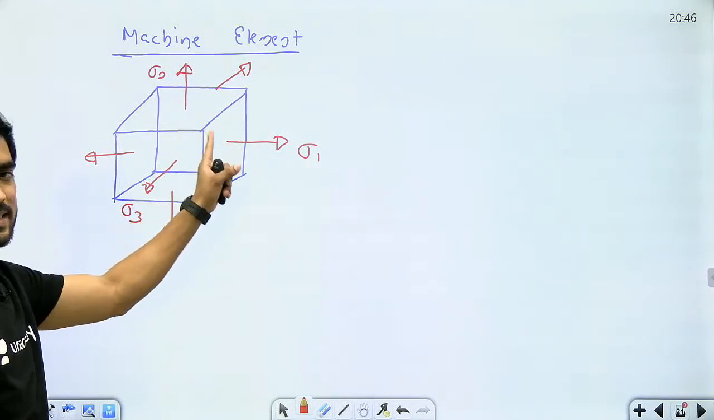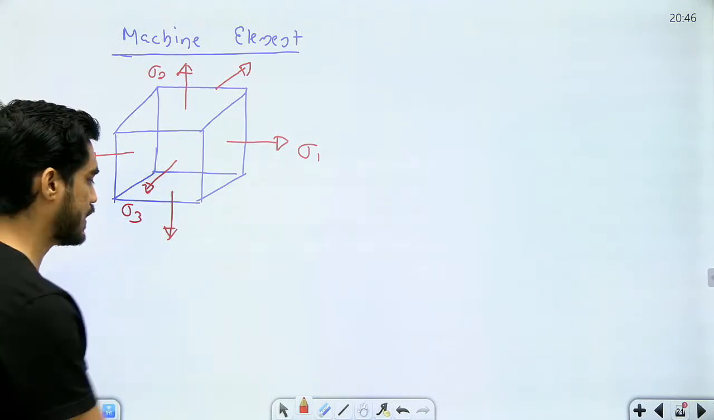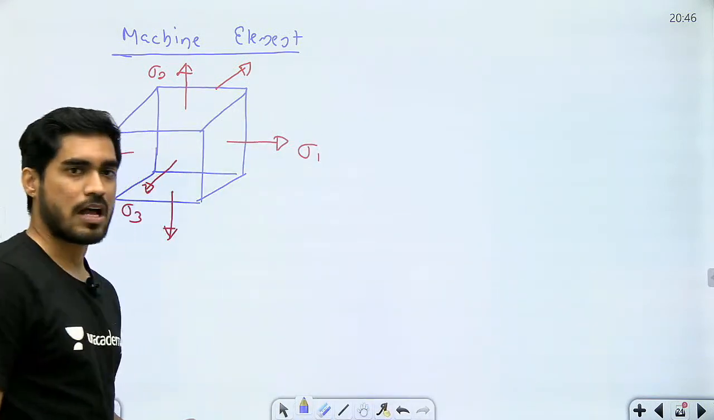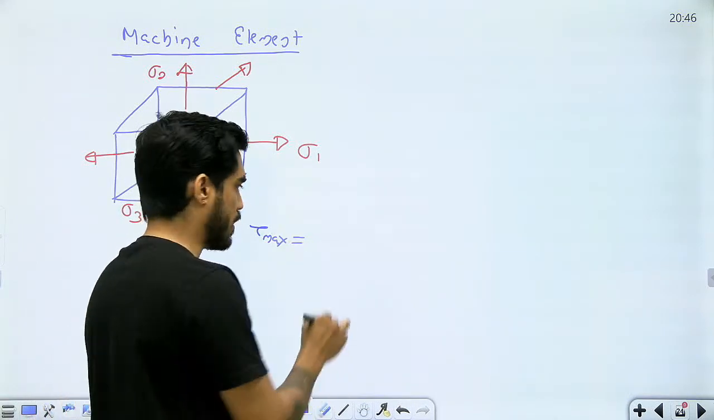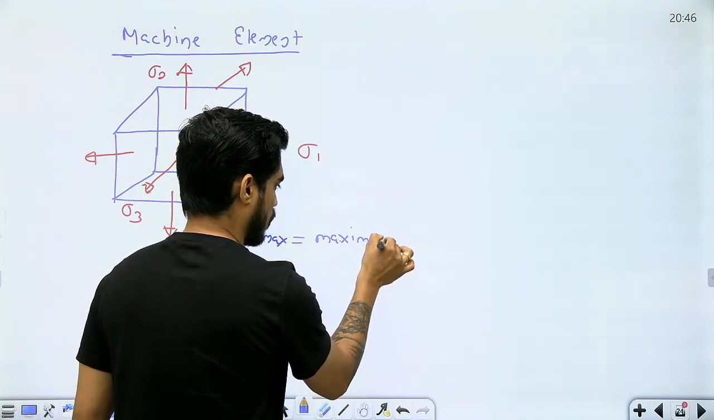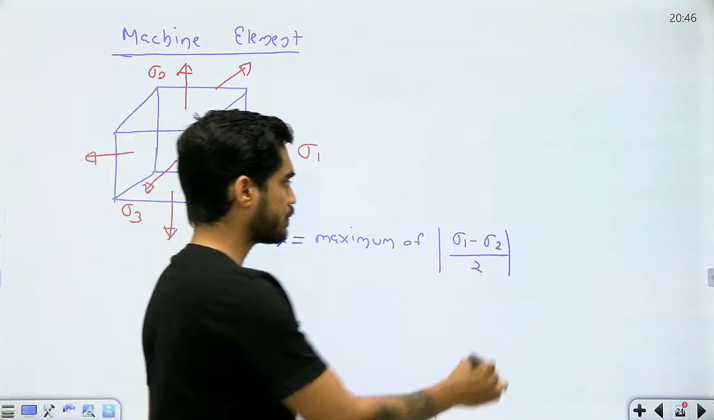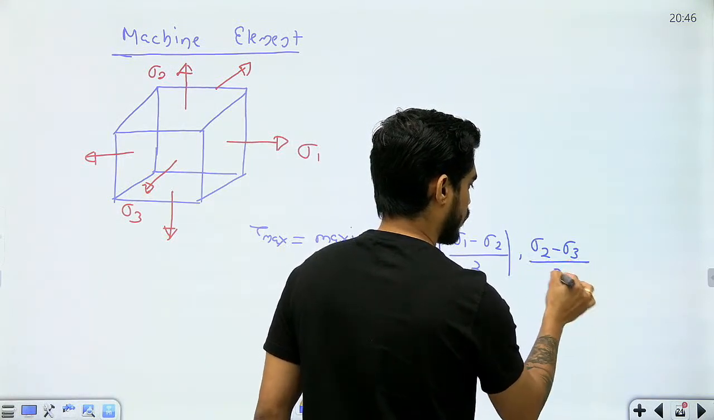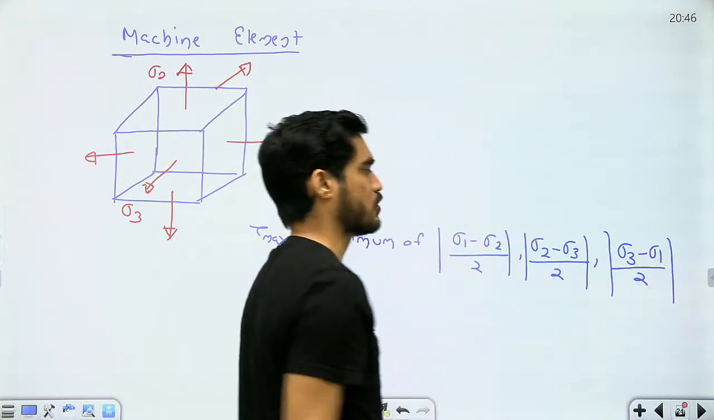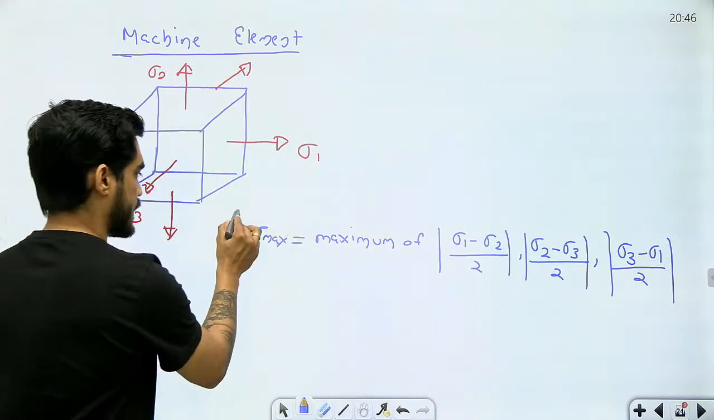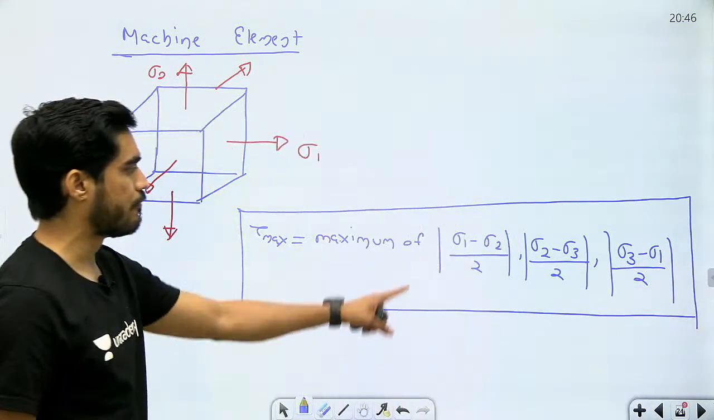So principal stresses, let's say we have found out sigma 1, sigma 2 and sigma 3. Now what do I need? I need tau max. मेरे को tau max चाहिए. So how am I going to get tau max in this case? In this case, remember, tau maximum is maximum of (sigma 1 minus sigma 2)/2, (sigma 2 minus sigma 3)/2, (sigma 3 minus sigma 1)/2. Remember this, you are going to need this. How we can find tau maximum if we know the principal stress?